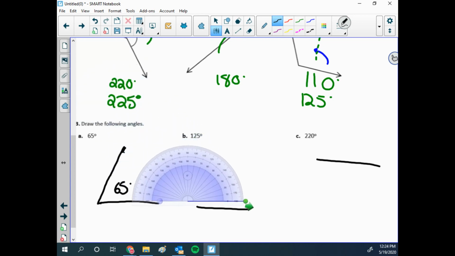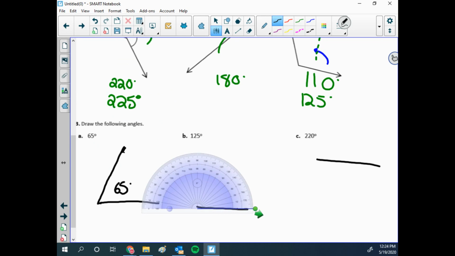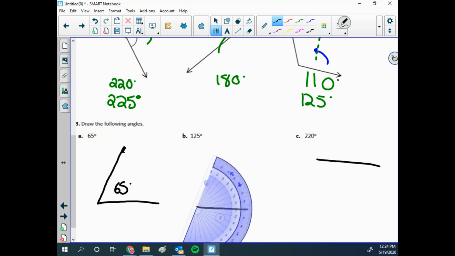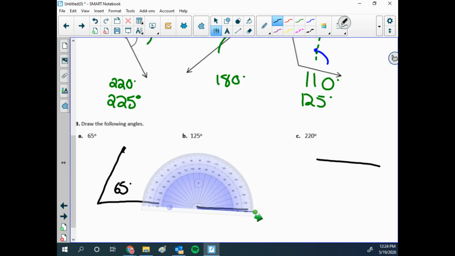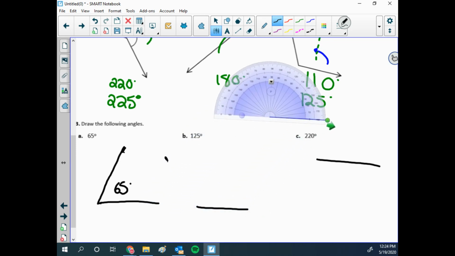I'll do the same thing here for 125. So I'll line that up as straight as I possibly can. Okay, so it looks like about there is straight. Hard with my non-straight line. And 125, right? So I'm going to have to come all the way around. And it looks like 125 would be right around here. Now I'm using that inside scale still, right? So once I know where 125 is, I take that point and I connect it to my vertex. So that would be 125 degrees.